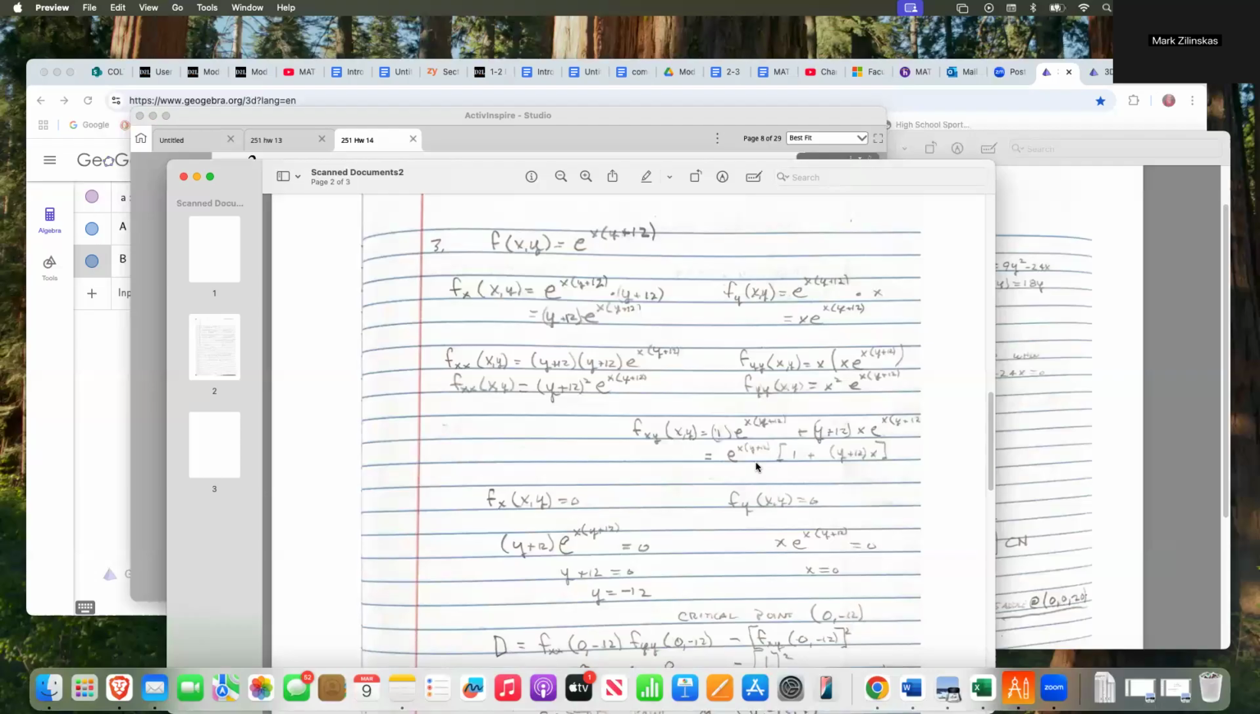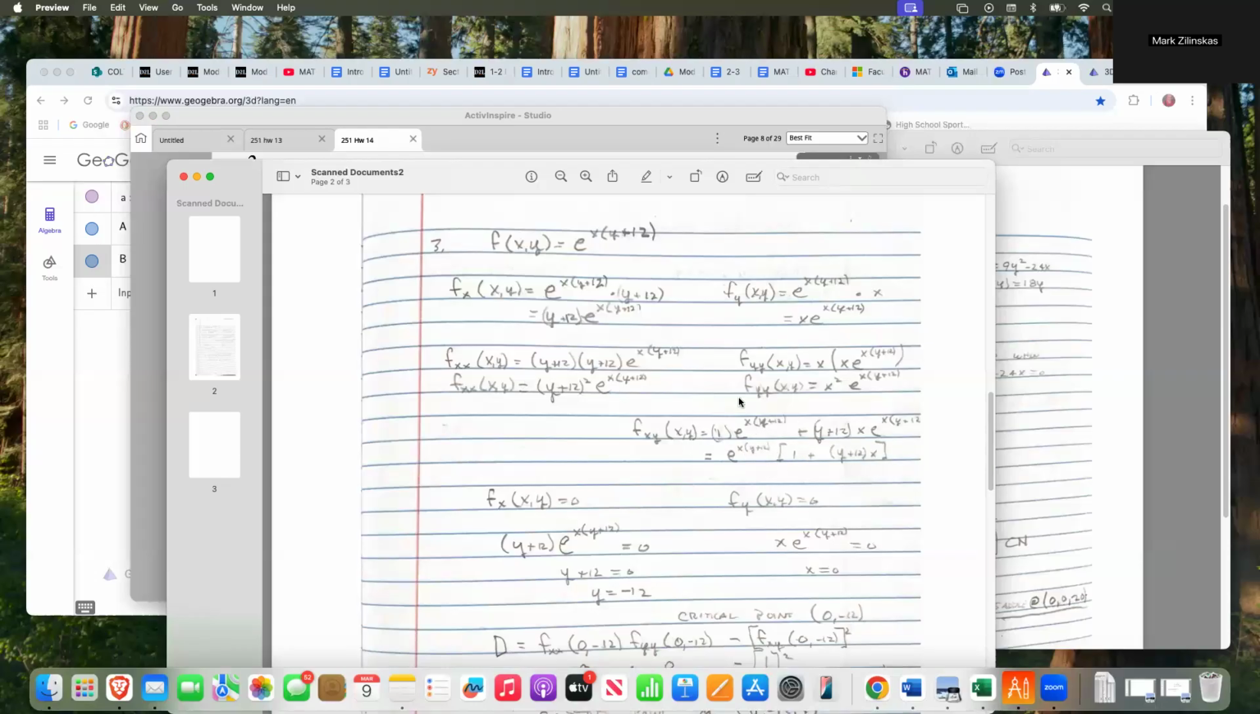Now, what I need to do is look here. I want to simplify this expression, and I get a common factor of e to the x times the quantity y plus 12. I see that that's common to both terms, so I'm going to pull that out, and I leave behind a 1 and a y plus 12 times x. Okay, so now I have this simplified.